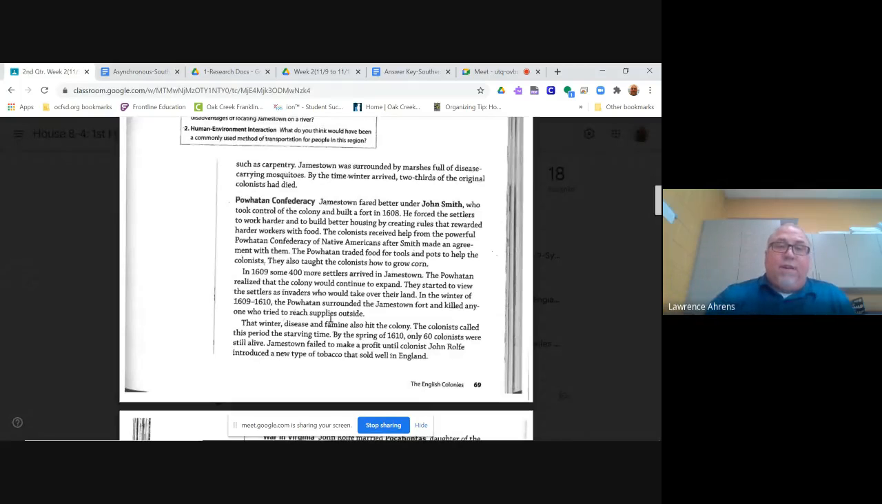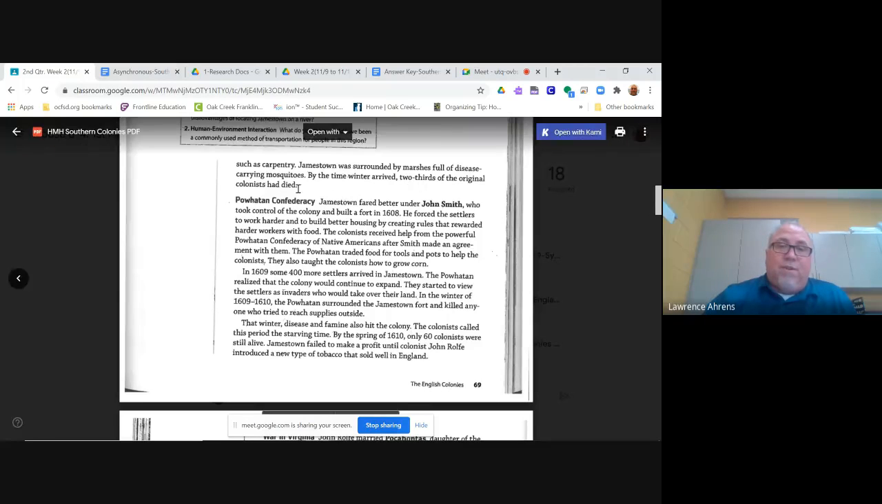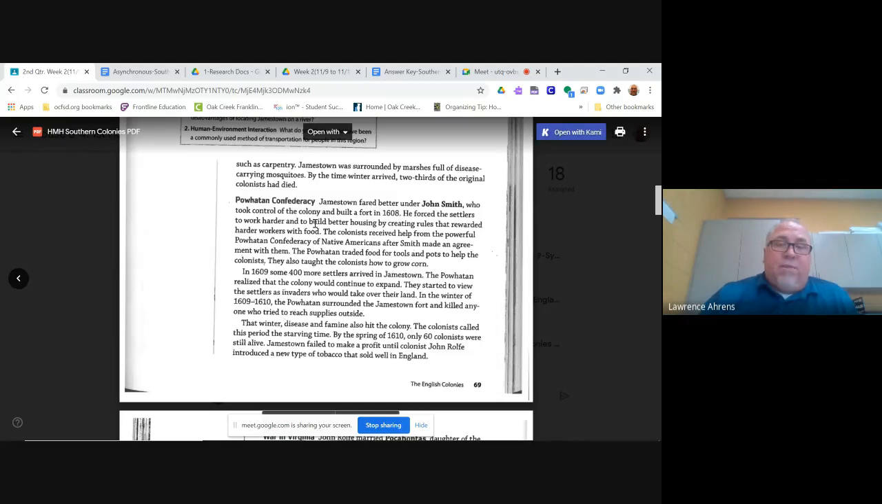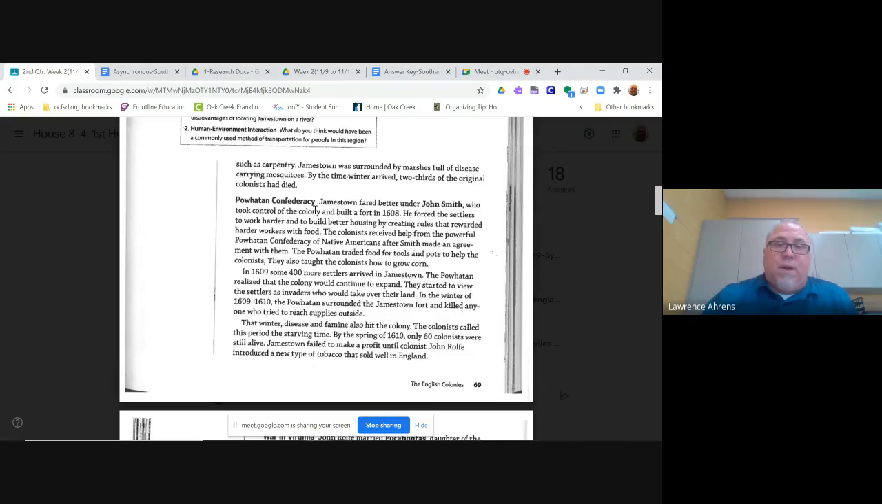Now, obviously, we just left off in this paragraph where a bunch of colonists, two-thirds of them, died at the end of a winter, the first winter they arrived there. Now we're going to see what happens to kind of turn things around. So the Powhatan Confederacy, this is a subheading, page 69.